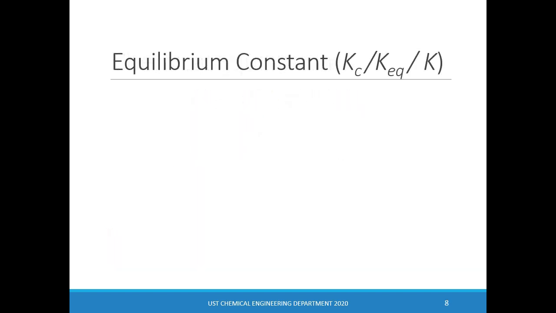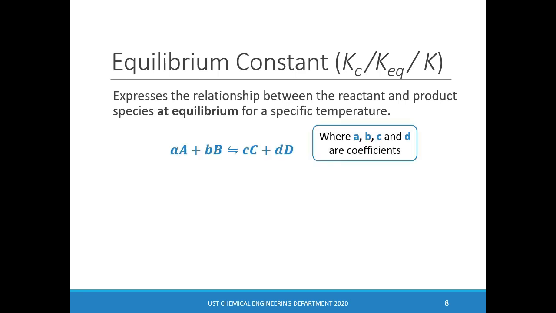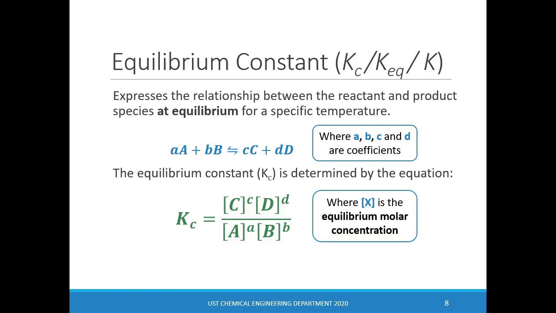Now let's talk about the equilibrium constant. It is represented by Kc or Keq or simply K. It is the relationship between the reactants and products at equilibrium for a specific temperature. Let's consider this general equation wherein reactants A and B form products C and D. Note that the small letters a, b, c, and d are the coefficients of the balanced reaction. The equilibrium constant is obtained by multiplying the molar concentrations of the products, each raised to their stoichiometric coefficients, divided by the product of the molar concentrations of the reactants, each raised to their respective coefficients. As you can see, in writing equilibrium constant expressions, it is very important that you have the correctly balanced chemical equation.